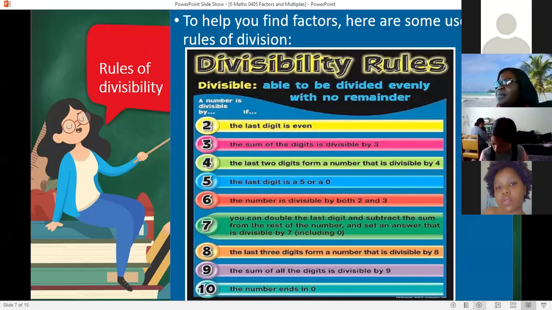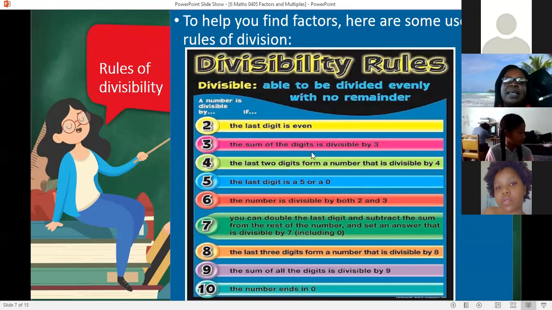So now there are what you call the rules of divisibility. I don't expect you to know these rules today. If you're using Platinum, they are there. I don't know about Viva, I said I don't have Viva. You can also take a picture of these if your textbook doesn't have them. So, the rules of divisibility.